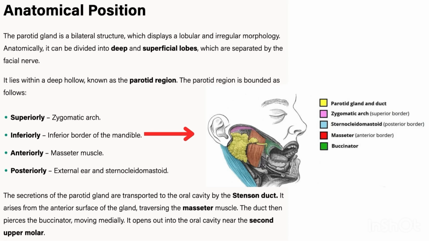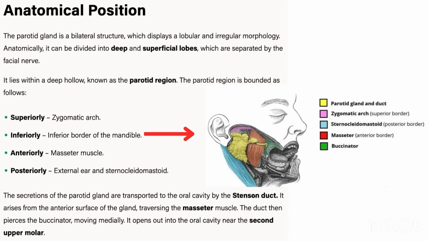Now, the main thing, the parotid gland is divided into deep and superficial lobes, and these are separated by the facial nerve. Okay. It lies within a region called the parotid region, and this parotid region is between the posterior border of the mandibular ramus and the anterior border of the sternocleidomastoid muscle. Okay, that is where the parotid gland lies.